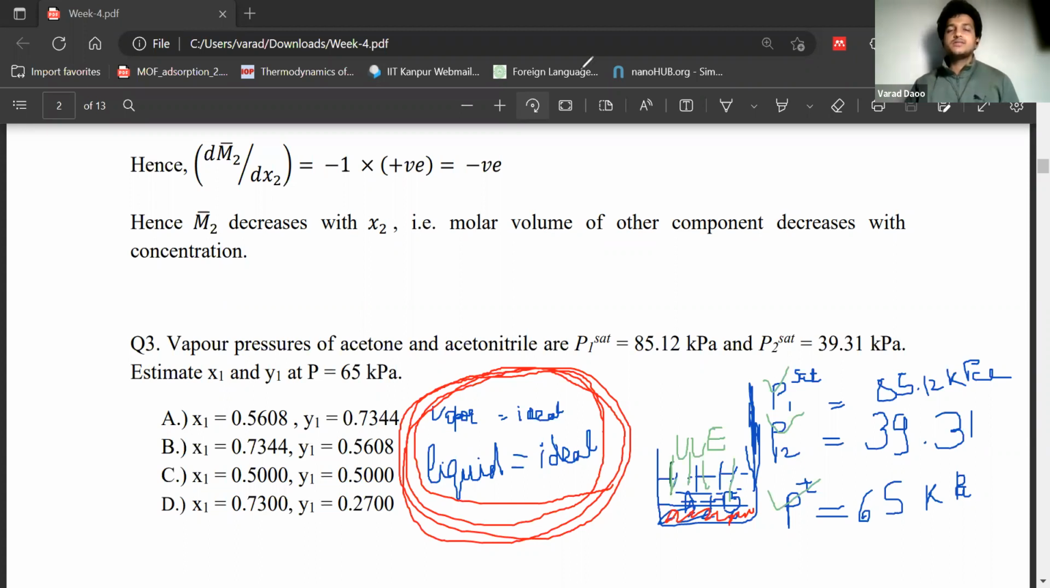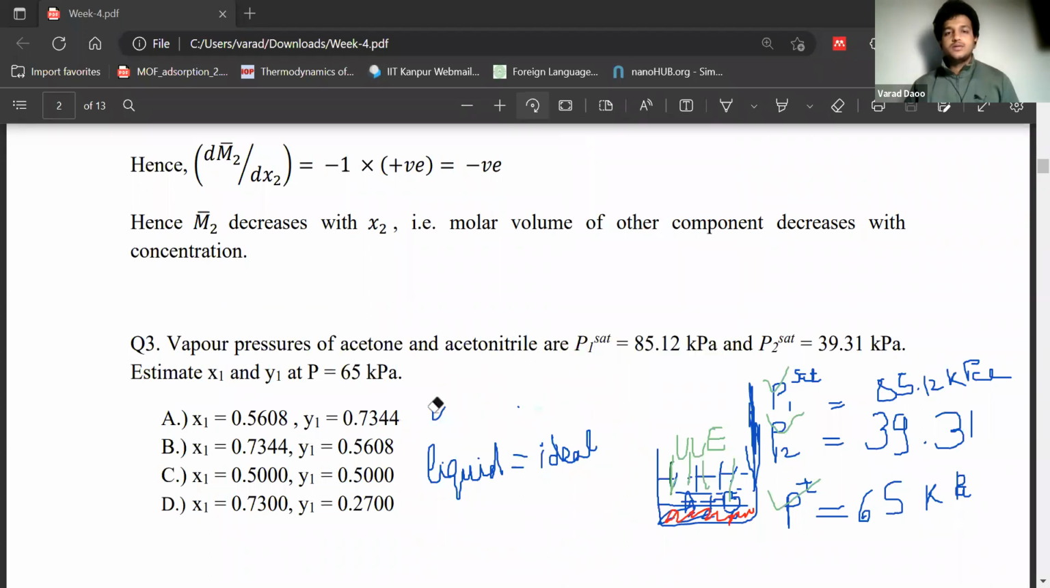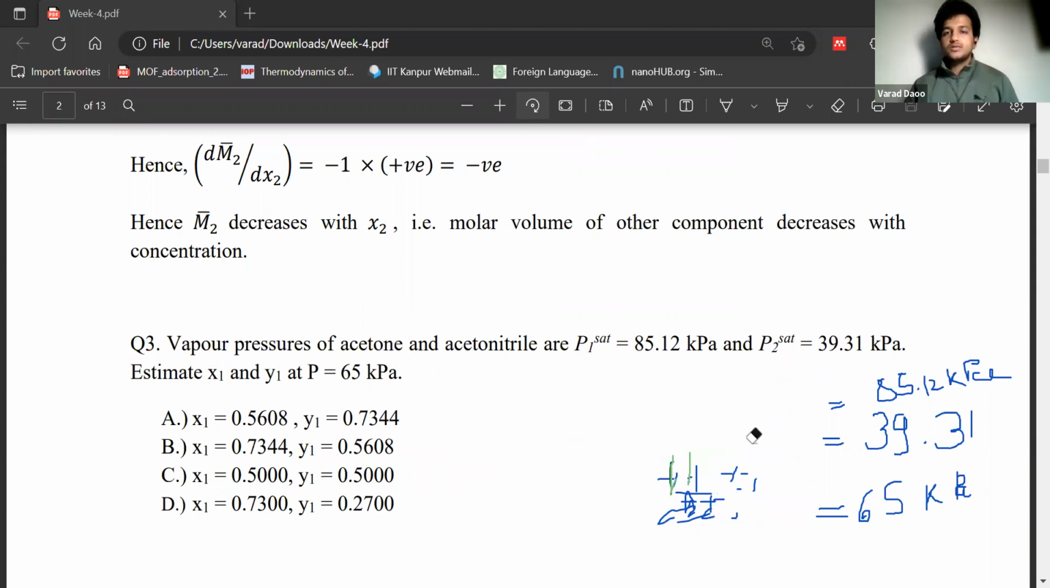Anybody got any answers? No? Then I will rub the board and I will start explaining the solution. You can cross check your answer with this.